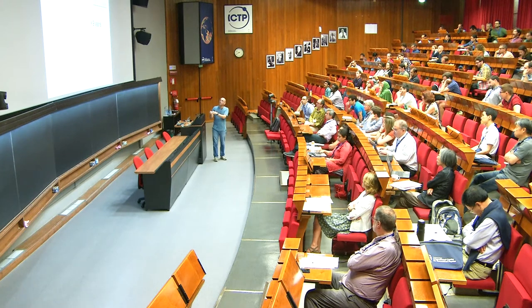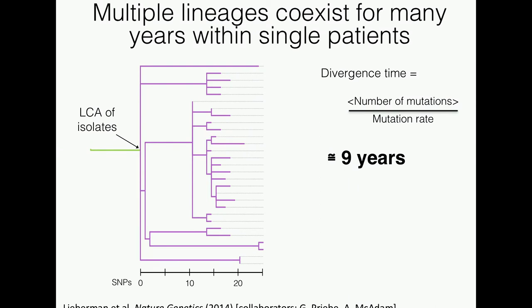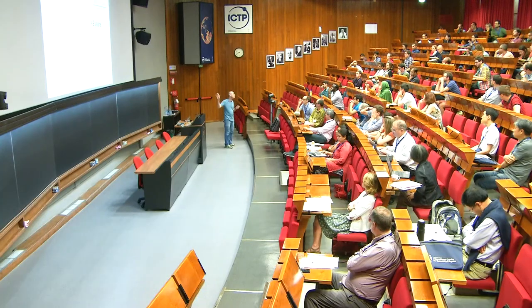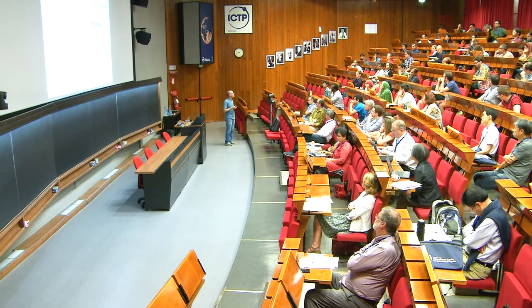Only very few mutations actually fully fixed in the population, and since then, there has been diversification and multiple lineages coexisting for ages. Coexisting. This is all the mutations. The phylogeny is based on all the mutations, and the molecular clock is based on all the mutations.